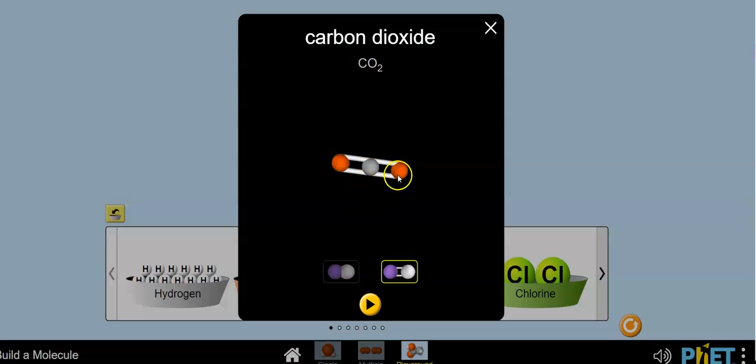Oxygen, oxygen, one shared pair of electrons, two shared pairs of electrons, three shared pairs, four shared pairs. So in a ball and stick model, each stick represents two electrons that are being shared. Let's turn that around so we can see it in 3D. And that is what carbon dioxide looks like.